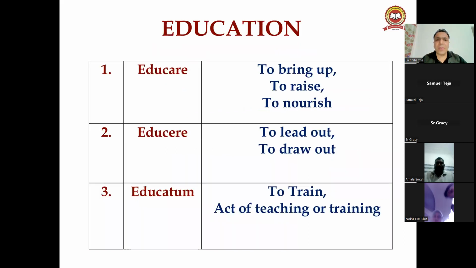Education is basically derived from three words: educare, educere, and educatum. Even if you have studied at the graduation level, the meaning is very deep. Educare means to nourish, to bring up, to raise. We all know that, there is no need to explain more. Basically, we nourish the student, we bring up the student, we raise the student.